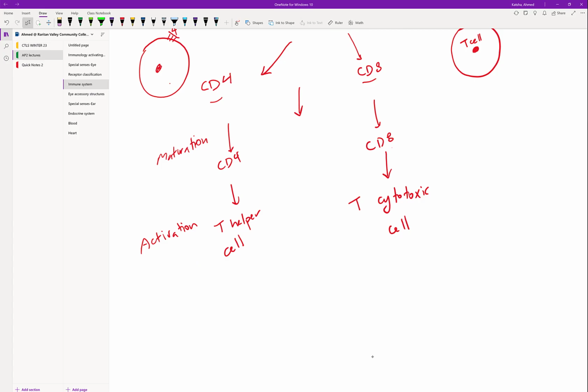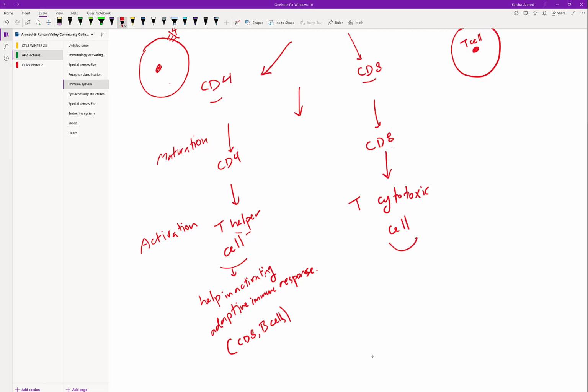What does it mean, helper cell, T helper cell? It means it will help in activating or initiating adaptive immune response. From its name, it's helper. So we will see that it might help the CD8 and it will help the B cells sometimes. Okay, that's the T helper cell.